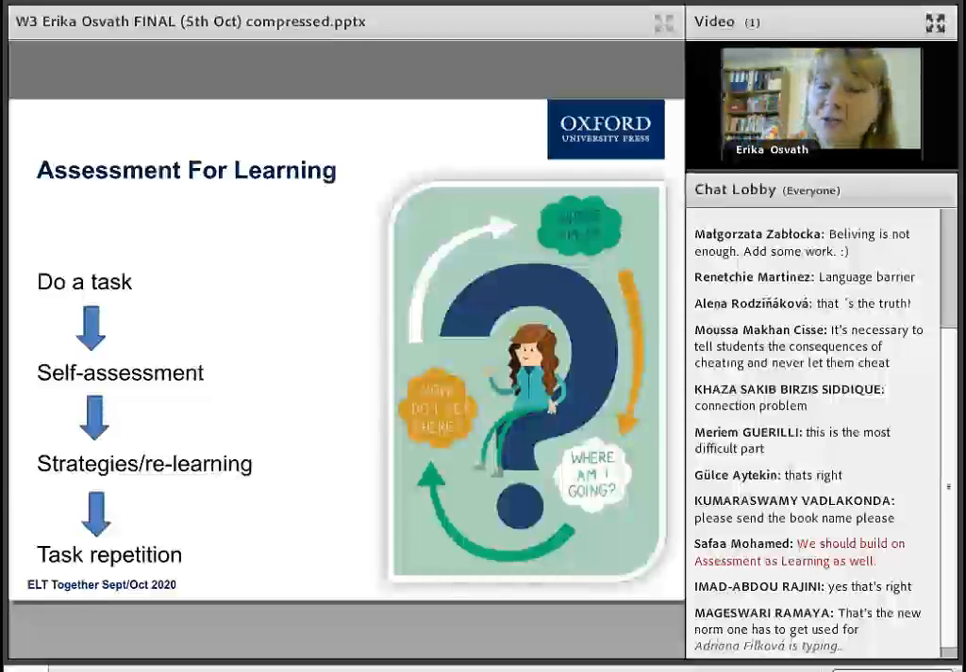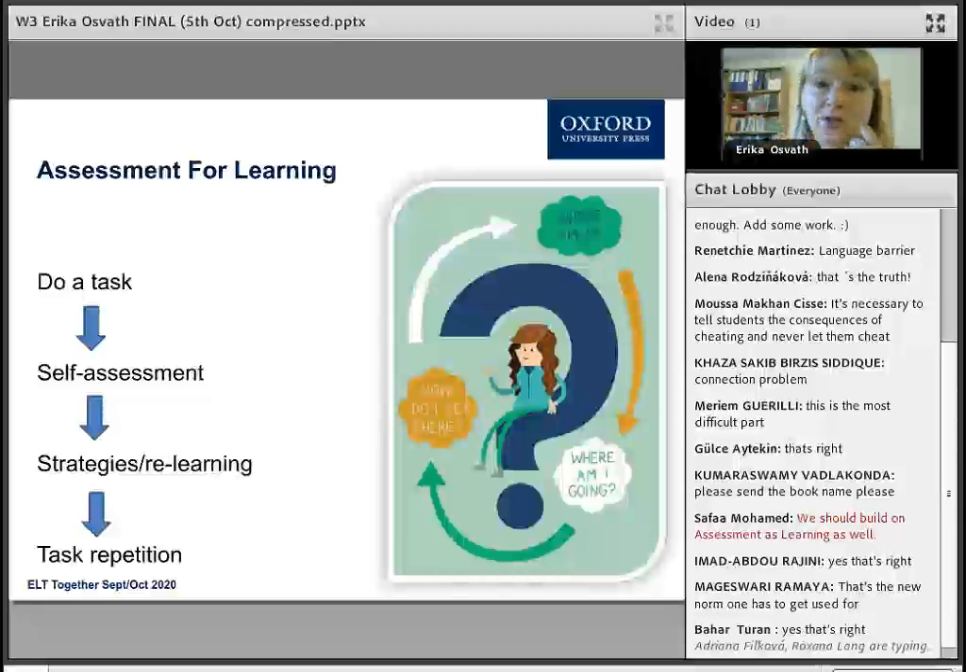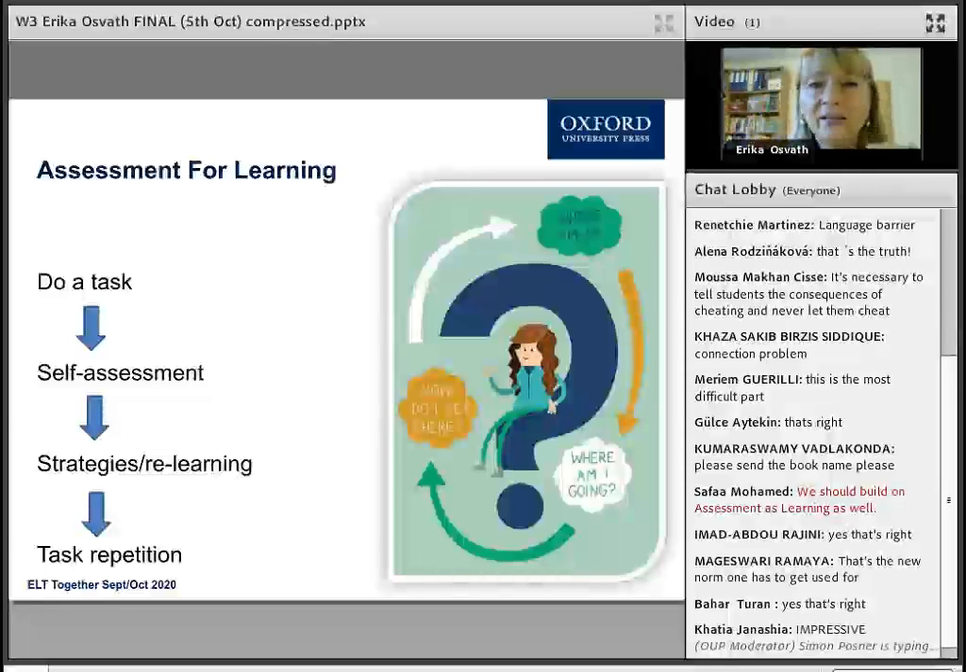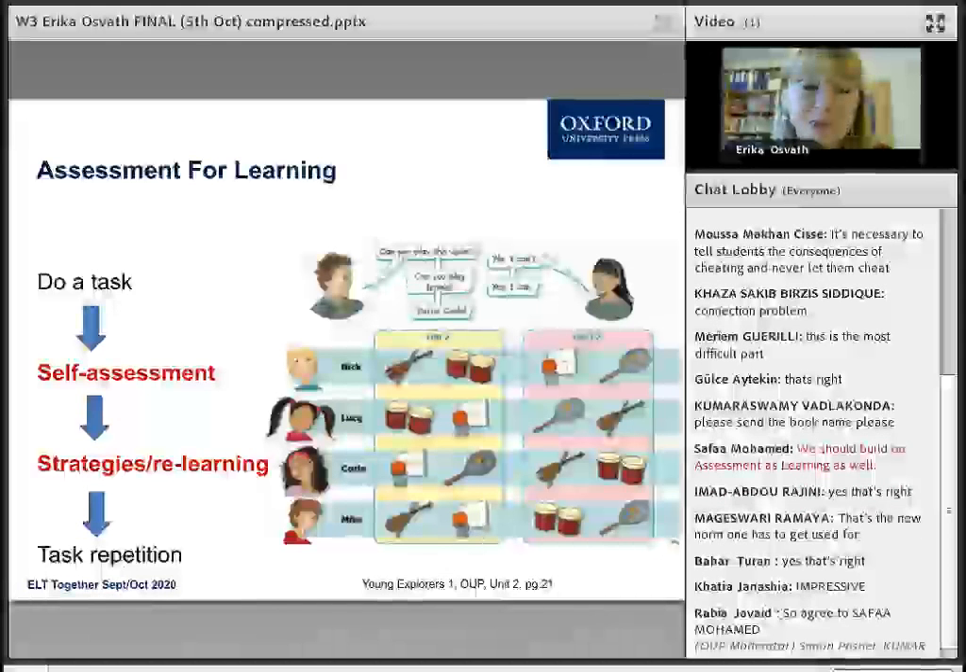After this task, get the students to do self-assessment, where you just ask them a couple of questions to guide them to think about their own performance. And we'll see in a minute what kind of questions to ask. Once they thought about their own performance, good, bad, and what can I do to improve, then you guide them towards the different strategies they can use to learn or to improve, and then get them to repeat the same task, maybe with a different partner, to still make it fun and interesting and enjoyable with a different person.